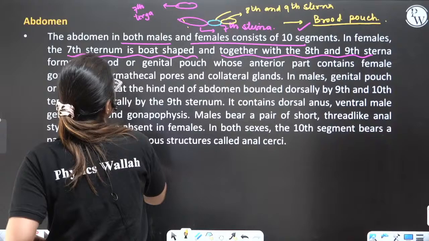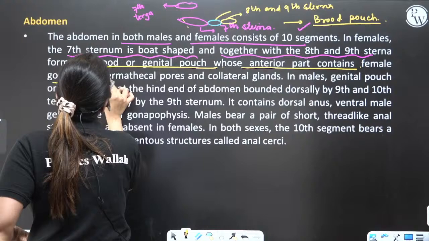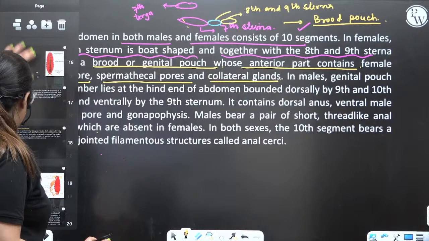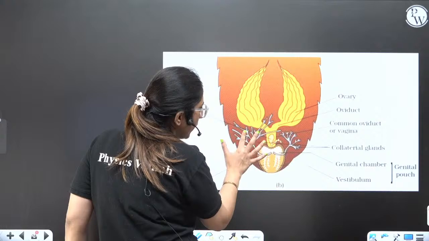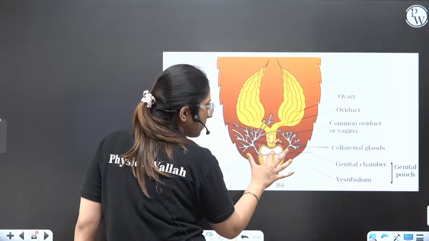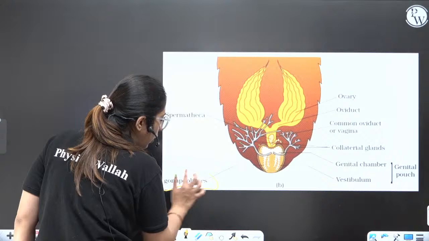Brood or genital pouch whose anterior part contains female gonapophyses, spermatheca pore, collateral gland. This I'll explain to you later. Like if you want, I can explain here also. Let's complete this line also. So here, what can you see? This is a spermatheca. Spermatheca is the one where the female stores the sperm. So here the spermathecal opening is there in this brood pouch. What else can you see? There's a collateral gland opening, and you can see the gonapophyses are also present. And gonapophyses help in the process of copulation.